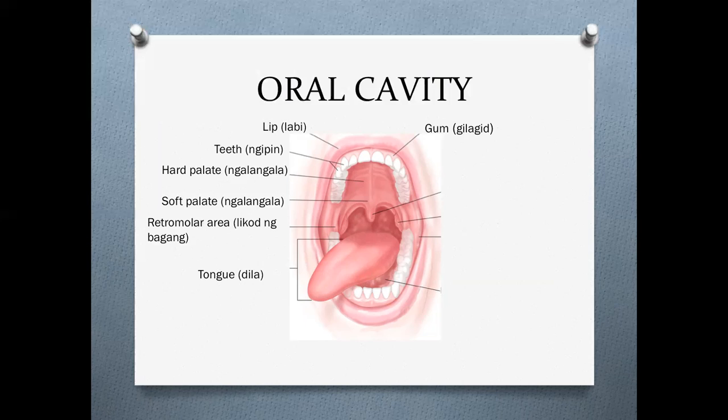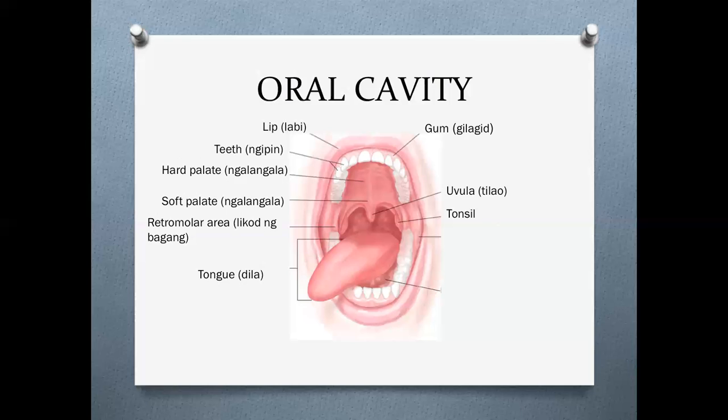The gum, or the gingiva, or in Tagalog is gilagid, are soft tissues that cover and protect the alveolar bones that cover the teeth. The uvula, or in Tagalog, tilao, a soft flap of tissue that hangs down at the back of the mouth at the edge of the soft palate. It acts as a valve to keep food from entering the nasal cavity.